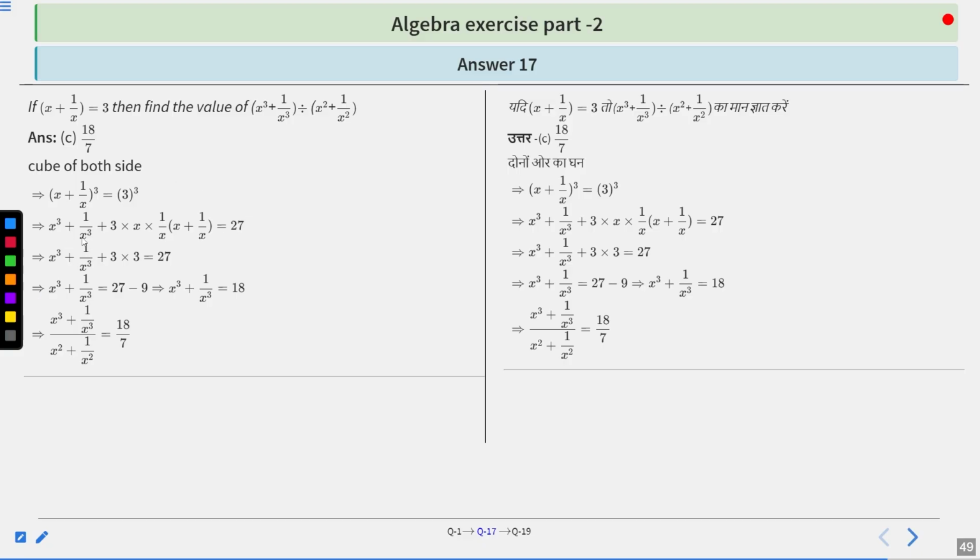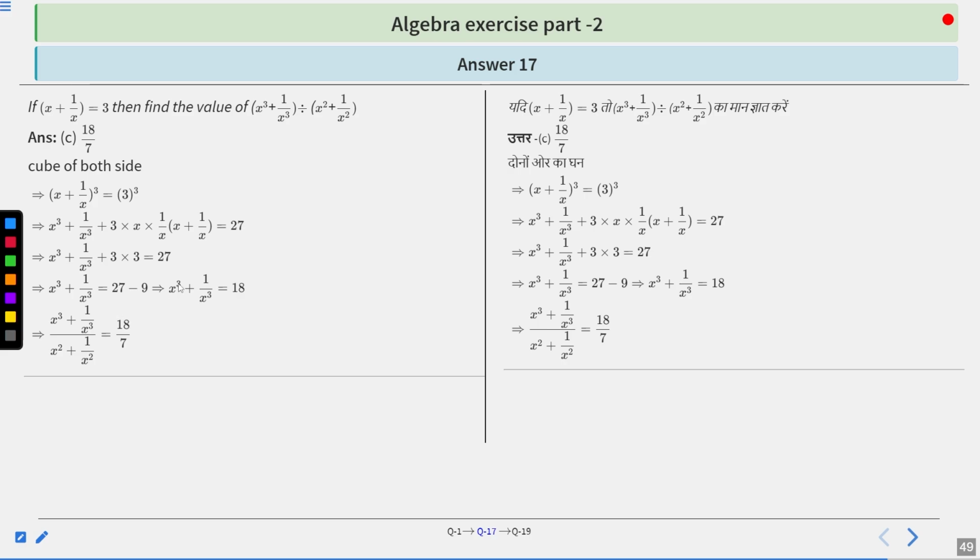So x cube plus 1 upon x cube plus 3, x will cancel out x, and x plus 1 upon x was 3. So 3 into 3 is equal to 9. Then x cube plus 1 upon x cube is 27 minus 3 into 3, that is 9. Therefore, we get x cube plus 1 upon x cube equal to 27 minus 9, which is 18.